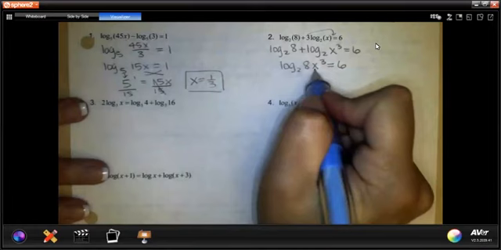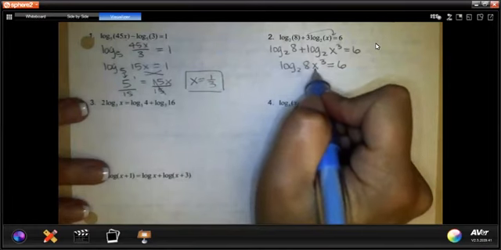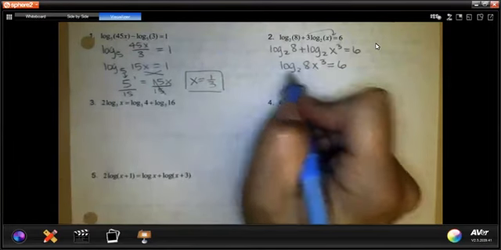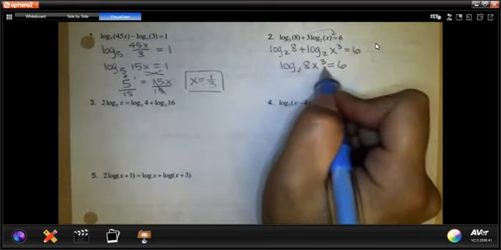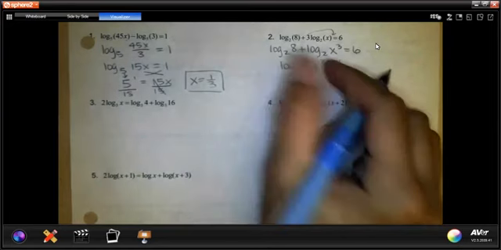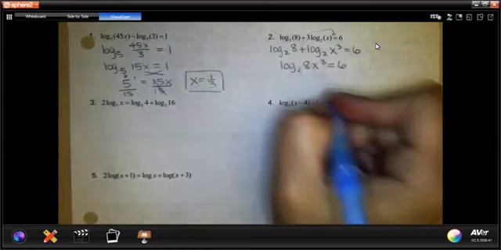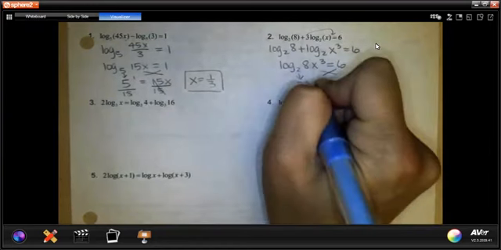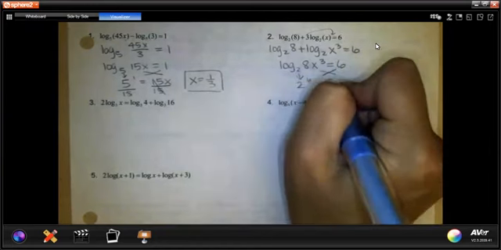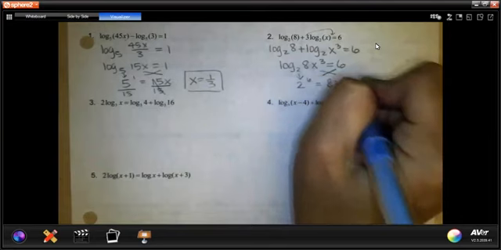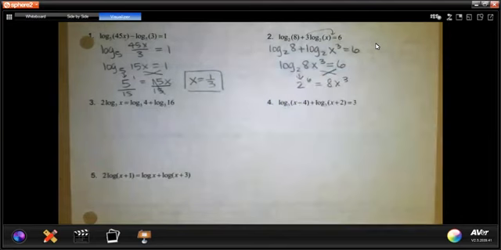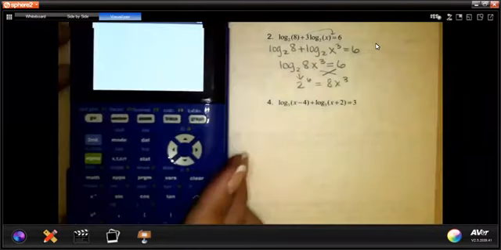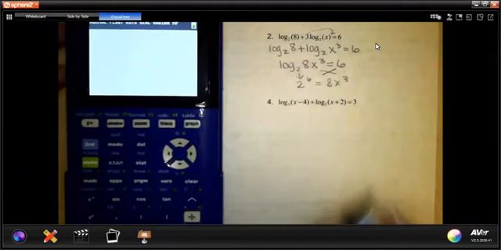Since our x is in the argument, the only way of freeing this is to convert it to an exponential, because all of this is one unit. This is one number right here. So we drop the 2 and we switch and we get 2 to the 6 is equal to 8x cubed. Now we're left with a cubic here, but we've done that previously in the year, so we're able to do this. And I'm going to use my calculator to simplify here.